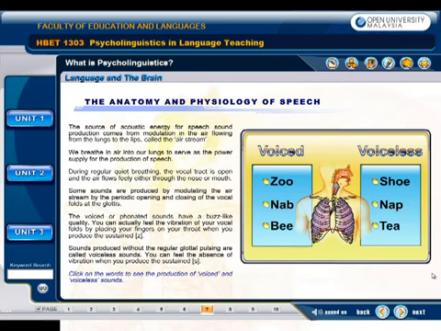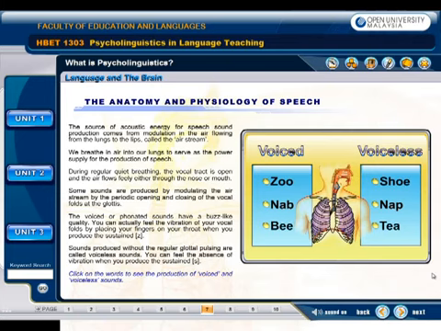Some sounds are produced by modulating the airstream by the periodic opening and closing of the vocal folds of the glottis. The voiced or phonated sounds have a buzz-like quality. You can actually feel the vibration of your vocal folds by placing your fingers on your throat when you produce the sustained s.